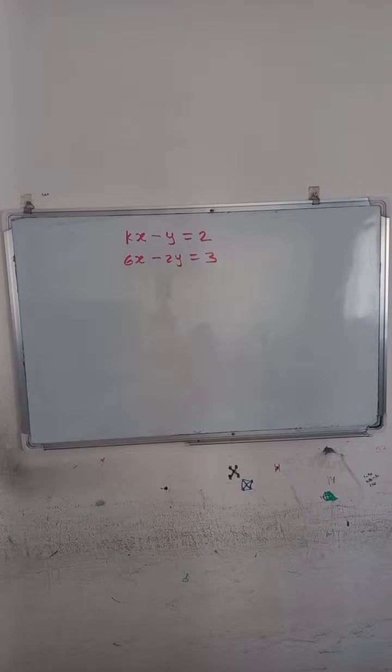I'll repeat this. The value of k for which the system of equations kx minus y is equal to 2 and 6x minus 2y is equal to 3 has a unique solution is: first option, not equal to 3; not equal to minus 3; not equal to 0; and last option, not equal to 1.